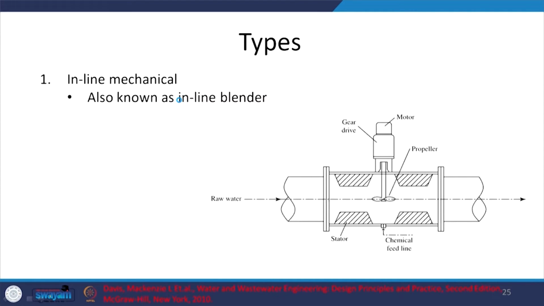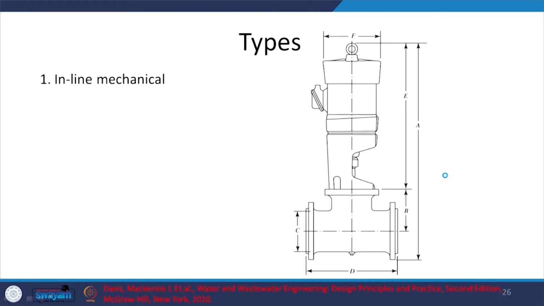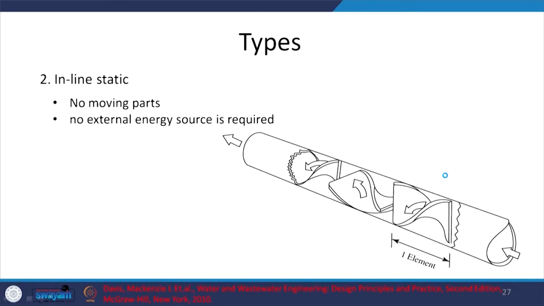So we have different types. So what do we have? One is the inline blender. That's what you see, inline mechanical blender, also known as inline blender. So you have water coming in and going out. You can add a chemical feed, chemical is being added from here, and you have this propeller or impeller here, and you are going to have mixing in here. And next is inline mechanical, again different types, so we will not go into that in detail.